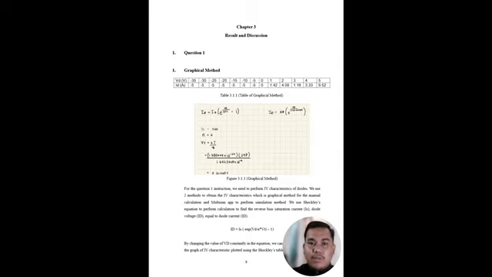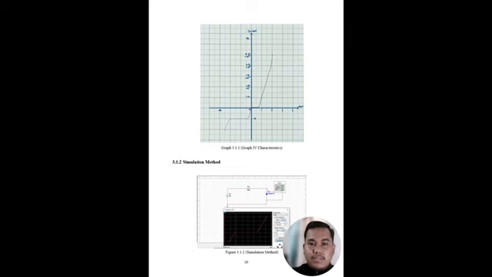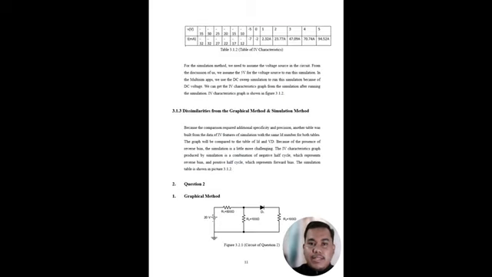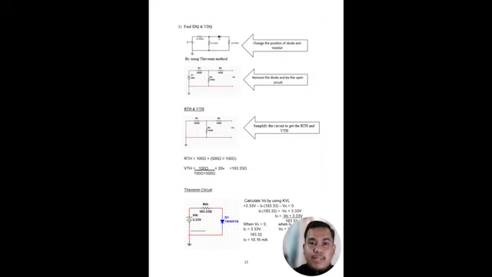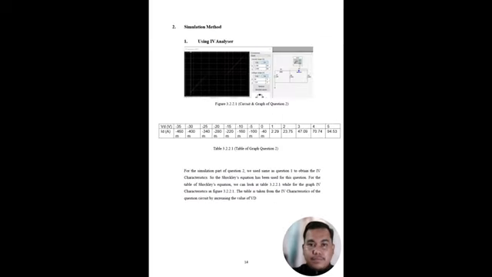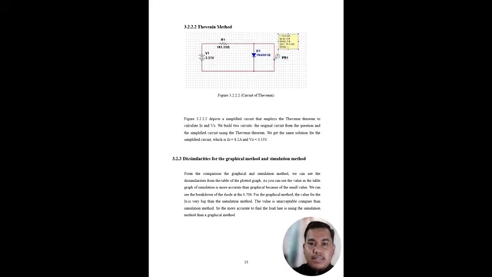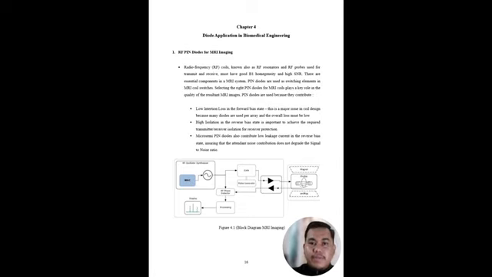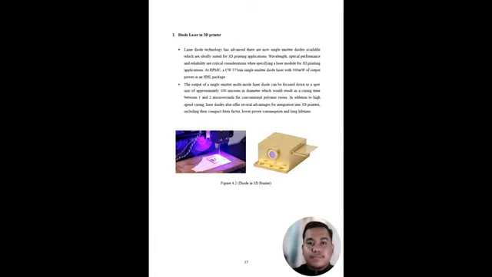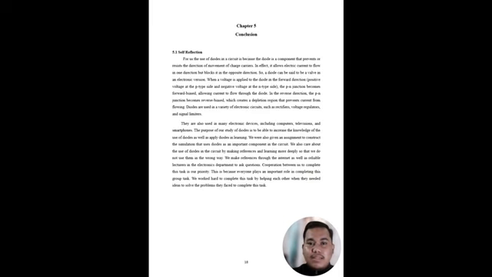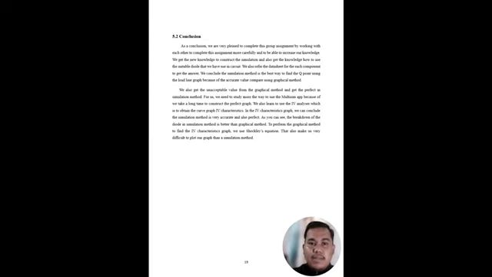For question 1: the graphical method, the simulation method, and the similarities between the graphical method and the simulation method. And for question 2: the graphical method, the simulation method, and lastly the dissimilarities between the graphical method and the simulation method. For chapter 4, we discuss the diode application in biomedical engineering. And the last chapter is chapter 5, the conclusion. First, we discuss our self-reflection, and lastly the conclusion.